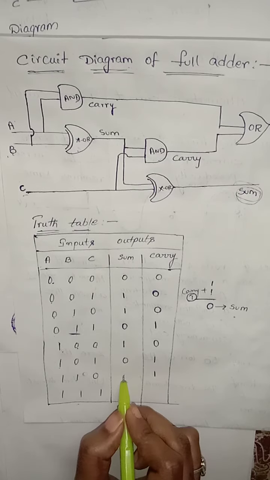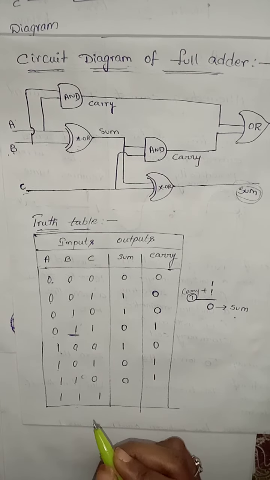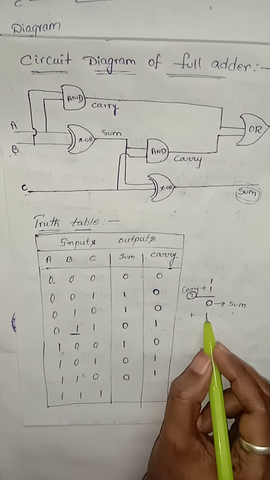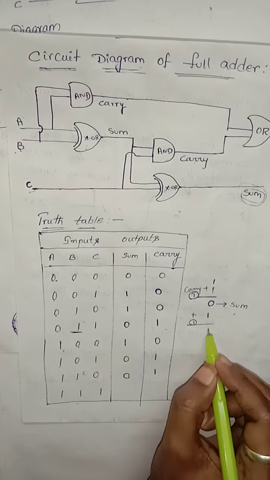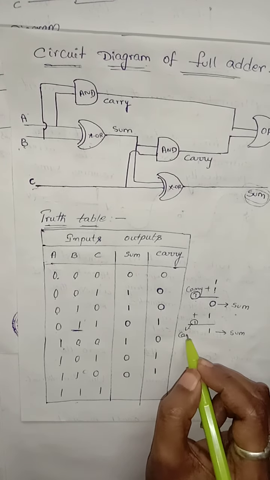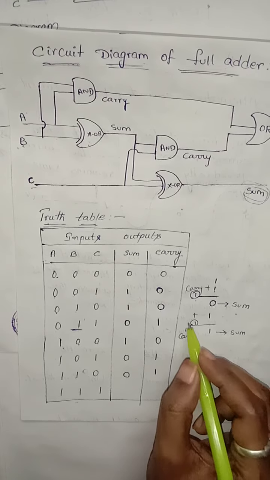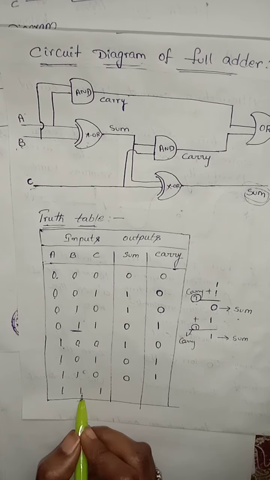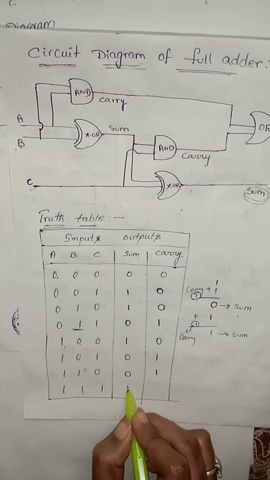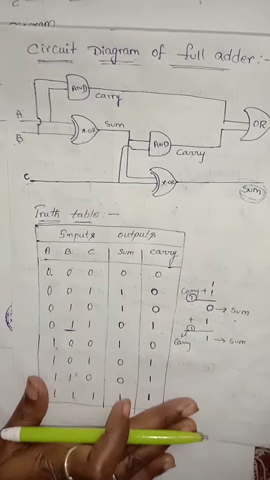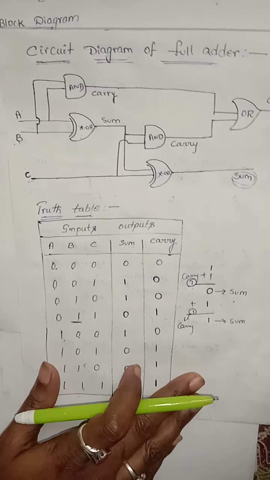1 plus 1 plus 0, sum 0, carry 1. 1 plus 1 plus 1, already 1 plus 1 is 10, again plus 1, we get 1 as sum, 1 as carry. This is the truth table of the full adder.